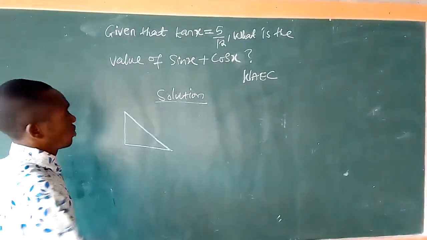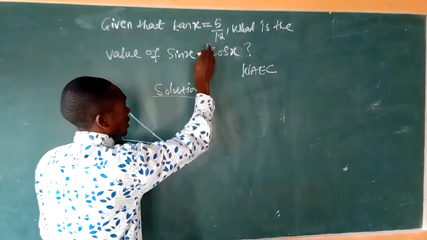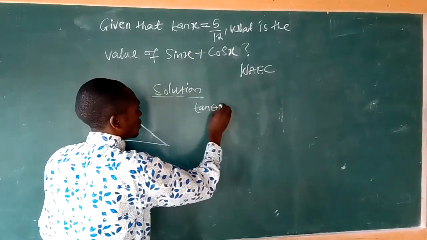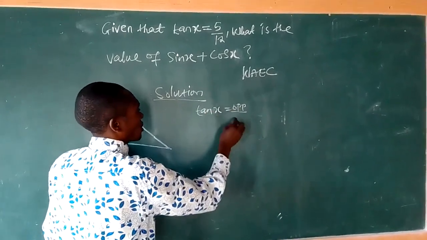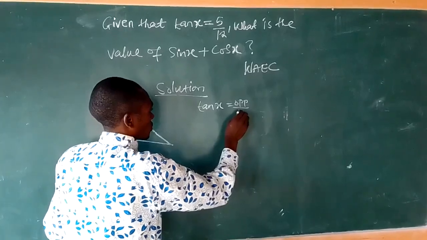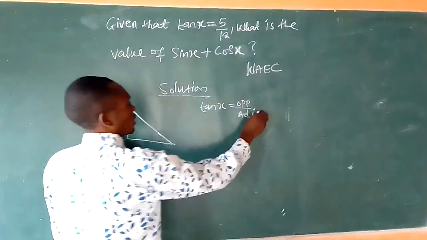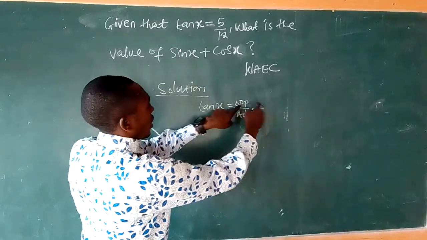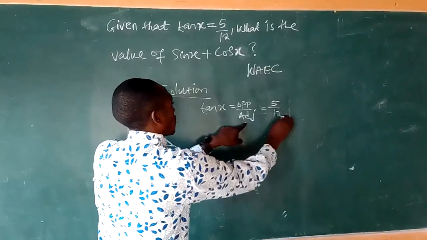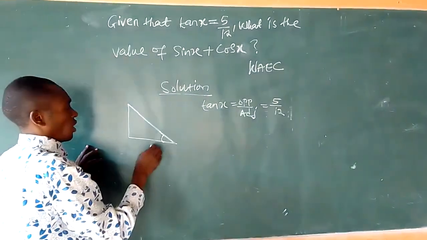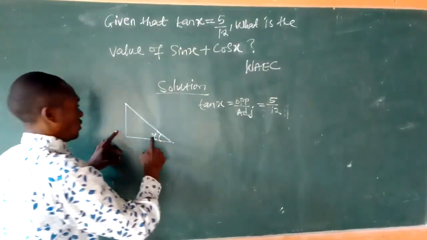Now when we draw this angle, tan x is the same thing as opposite over adjacent. So we can equate this to tan x here. Our opposite from the question is 5 and our adjacent is 12. So we have here as x. That is the angle given, which is x.